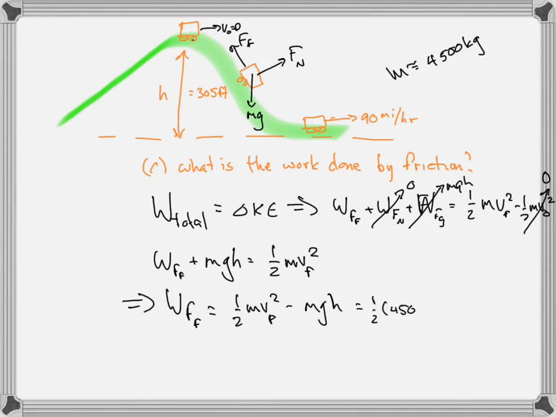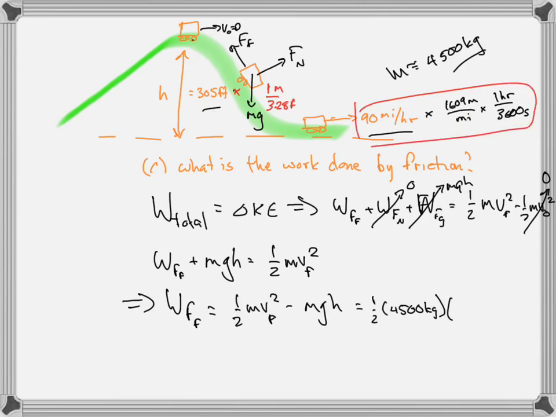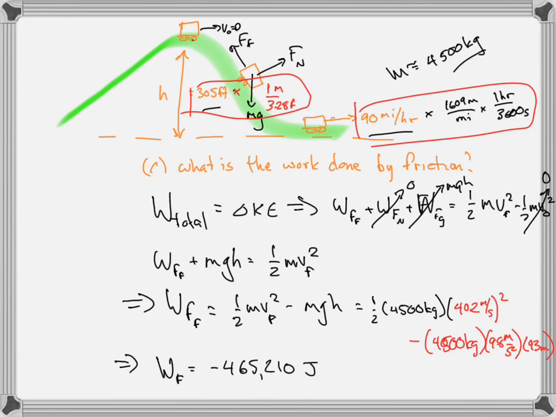1/2 times 4,500 kilograms times v final. Now careful, units: 90 miles per hour, 305 feet, kilograms, and g is 9.8 meters per second squared. We've got to put everything in the same units, so I'm going to go ahead and convert the miles per hour, convert the height, 3.28 feet per meter, and plug those numbers in, and you get the work done by friction is minus 465,210 joules.